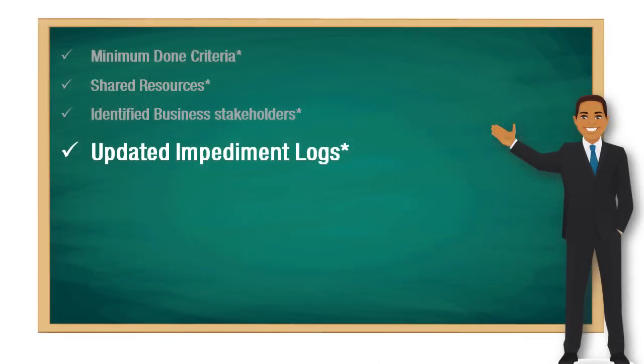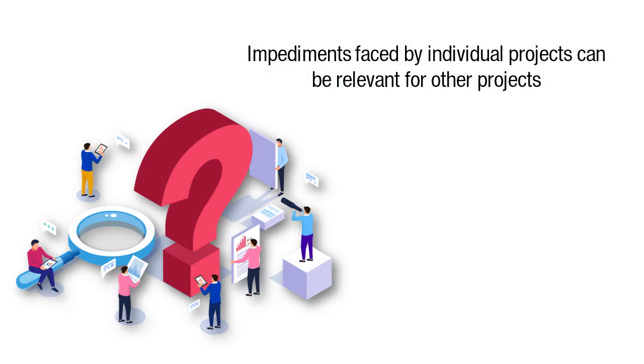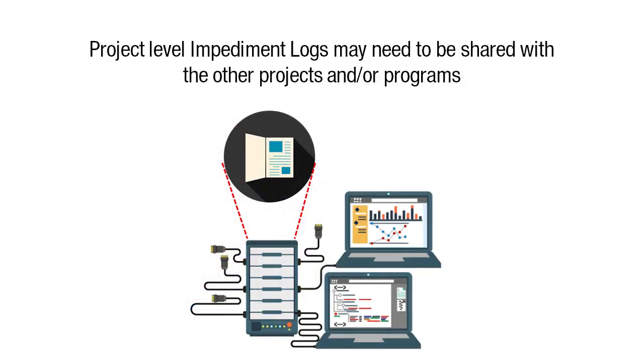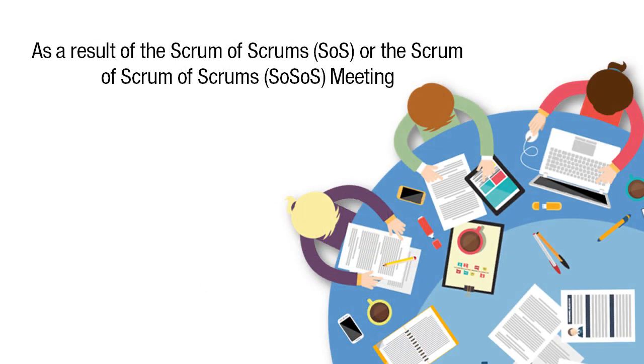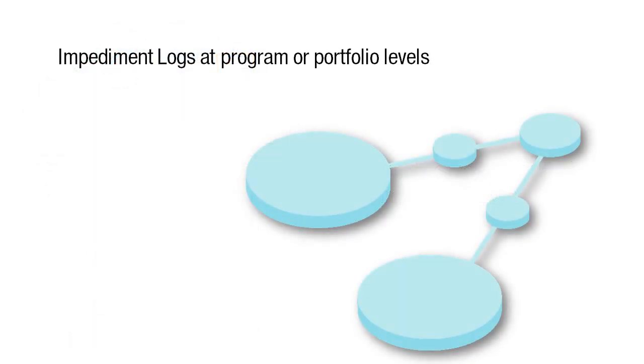Another output is Updated Impediment Logs. Impediments faced by individual projects may be relevant to other projects within the program or portfolio. Therefore, the project-level impediment logs may need to be shared with other projects and/or programs. As a result of the Scrum of Scrums or Scrum of Scrums of Scrums meetings, there may be a need to update the project-level impediment logs. There could also be impediment logs at program or portfolio levels.